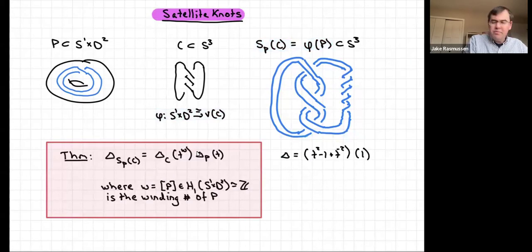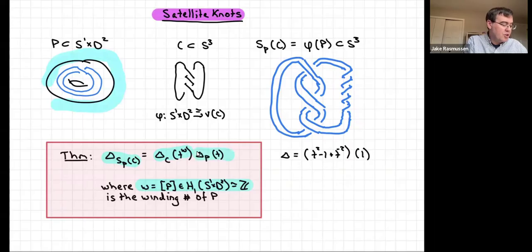Now, a very old theorem about satellite knots is the fact that they're very well behaved with respect to the Alexander polynomial. Hopefully the Alexander polynomial is something that most people who are interested in knot theory can get on board with. So we have this formula that says that the Alexander polynomial of the satellite is the Alexander polynomial of the companion, but evaluated at t to the w, where w is the winding number of the pattern. So here for this cabling pattern, that would be 2, times the Alexander polynomial of the pattern.